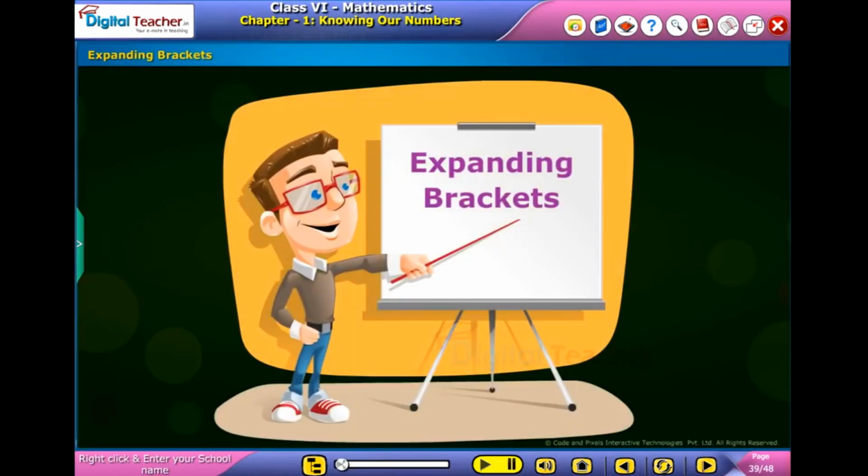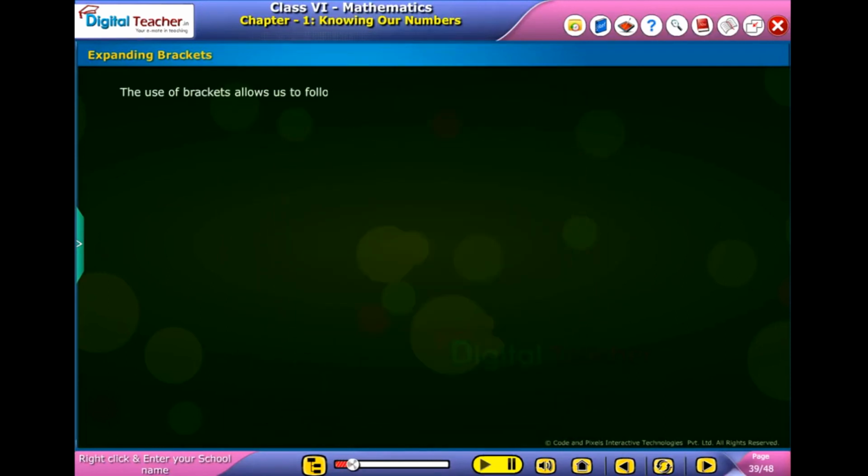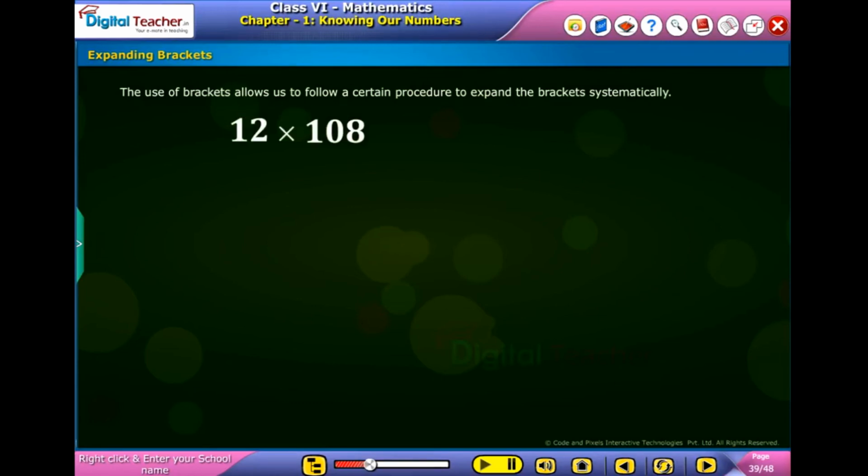Here we are going to see how to expand the numbers within the braces. The use of brackets allows us to follow a certain procedure to expand the brackets systematically. Here, to multiply the numbers 12 and 108 in a simpler way, we use braces. That is, initially, we write the number 12 as 10 plus 2 within a bracket and similarly write 108 within the braces as 100 plus 8.